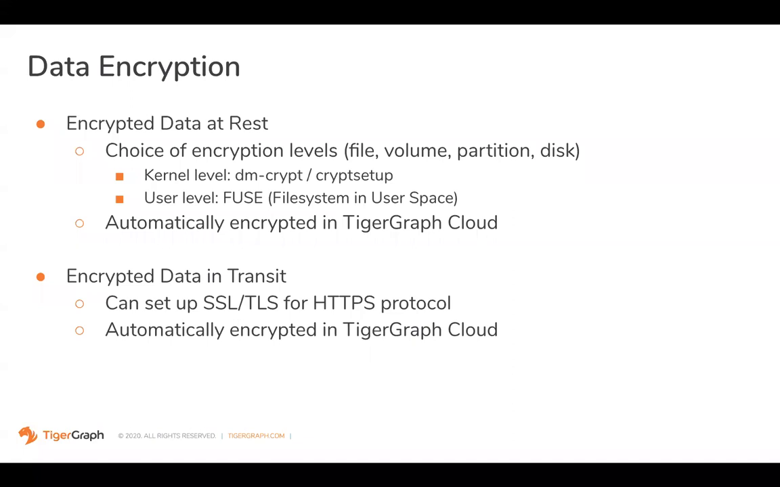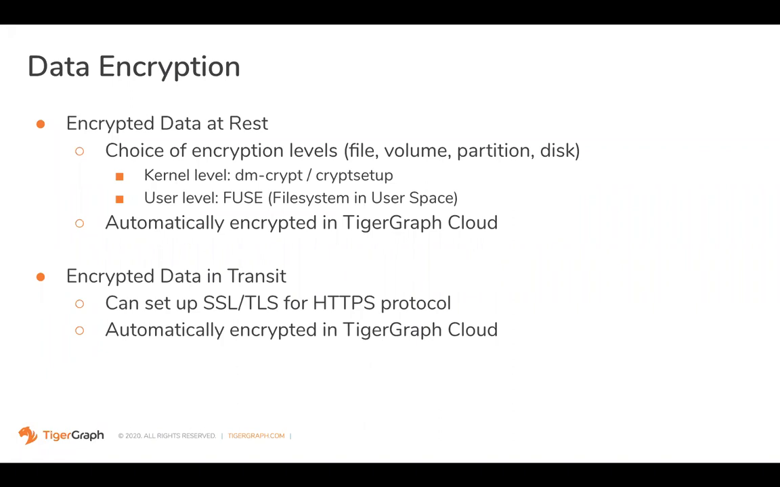If you're doing kernel level encryption where you need super user privilege on the machine, one of the most popular approaches is to use the built-in Linux utilities, dm-crypt and cryptsetup. If you don't have that option or don't want to do it at the super user kernel level, you can do it at the user level using FUSE. TigerGraph Cloud, by the way, is automatically encrypted. So it's nothing you have to do there.